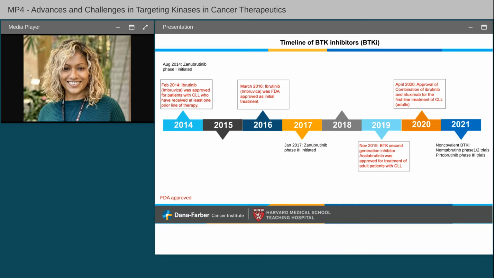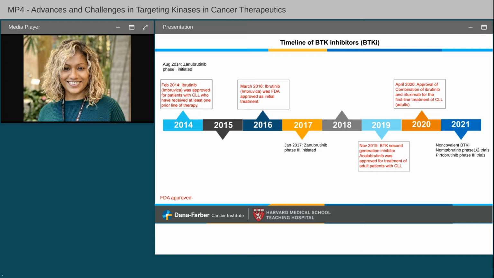As I mentioned before, ibrutinib was the first of its class to come out. In 2014, it was FDA approved for patients with CLL who have received at least one prior line of therapy. In 2016, it was approved as an initial treatment. In 2019, acalabrutinib, the second-generation BTK inhibitor, was approved for treatment of adult patients with CLL. And in 2020, a combination therapy involving ibrutinib and rituximab, which is a CD19 antibody, was approved for the first-line treatment of CLL.